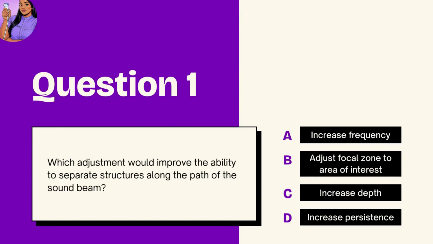C says to increase the depth, but depth does not affect resolution in this way. And then D says to increase persistence, and persistence more so deals with smoothing and blending frames together, and this actually affects temporal resolution, not axial. So once you identify the concept, the wrong answers basically fall apart. So the final answer here is A, which is increase the frequency.